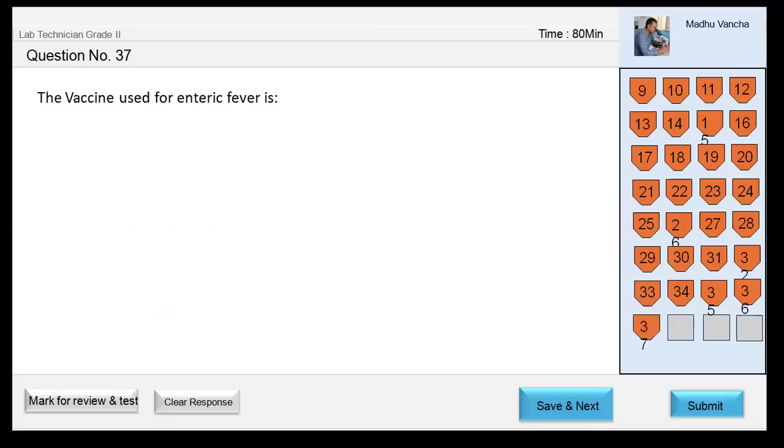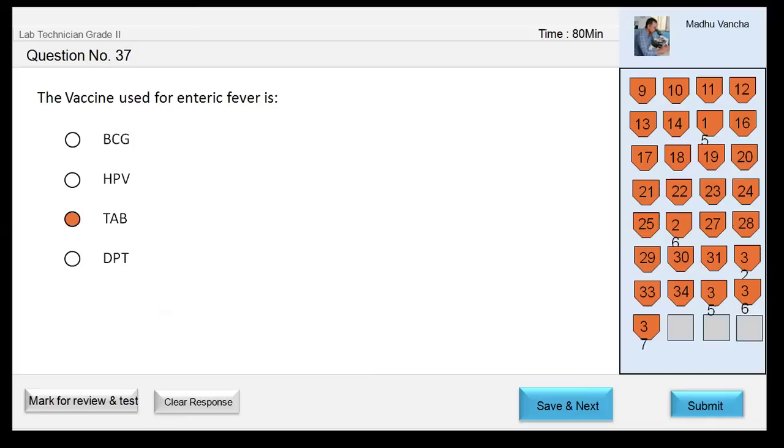Next question, the vaccine used for enteric fever is option A, BCG, option B, HPV, option C, TAB vaccine, option D, DPT vaccine. So here the right answer is option C, TAB vaccine.